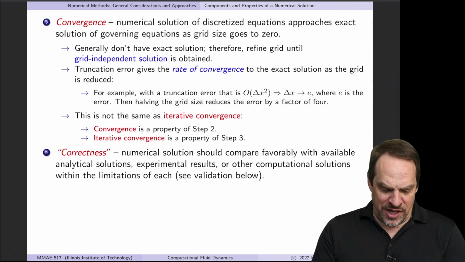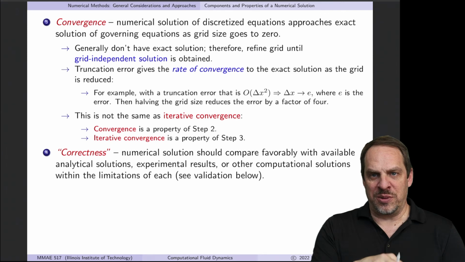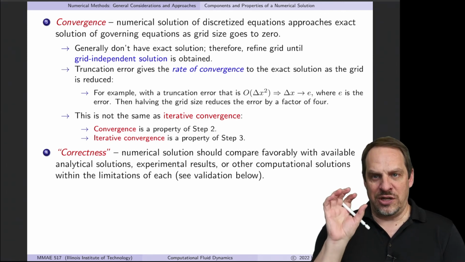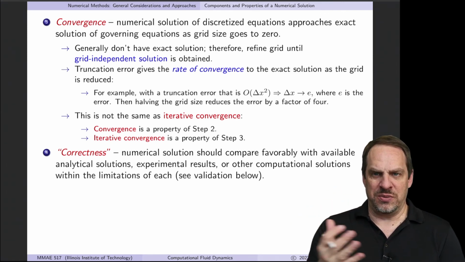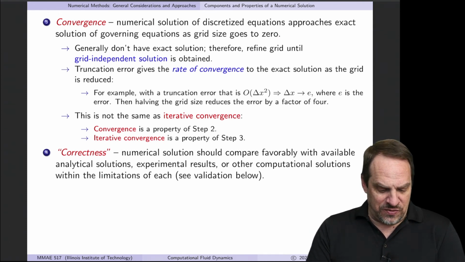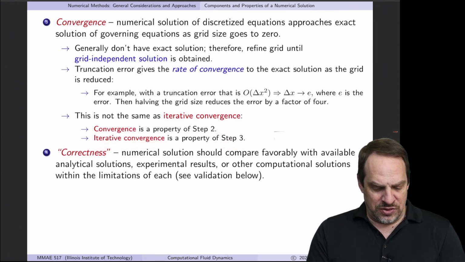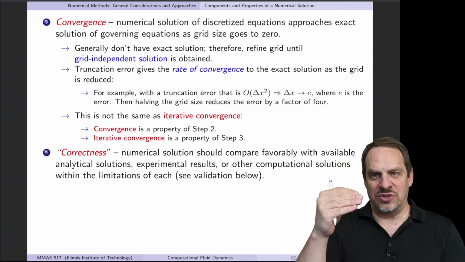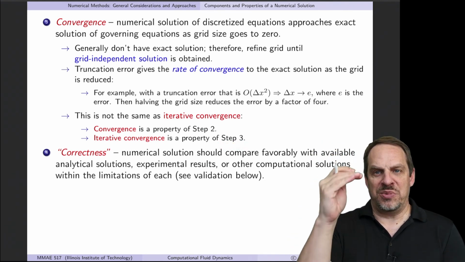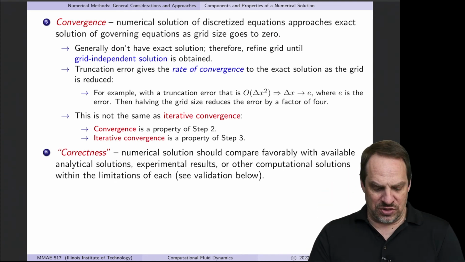Now again, this is not the same as iterative convergence, and I'll always be careful to use the term convergence when I mean what I'm talking about right here, and I'll say iterative convergence when that's what I mean. This can be very confusing because obviously we're using the same terminology. The convergence in this sense is a property of step 2, whereas iterative convergence is a property of step 3. So remember, step 2 is the discretization step. Step 3 is the matrix solver step. So they're addressing two different aspects of the numerical solution procedure.